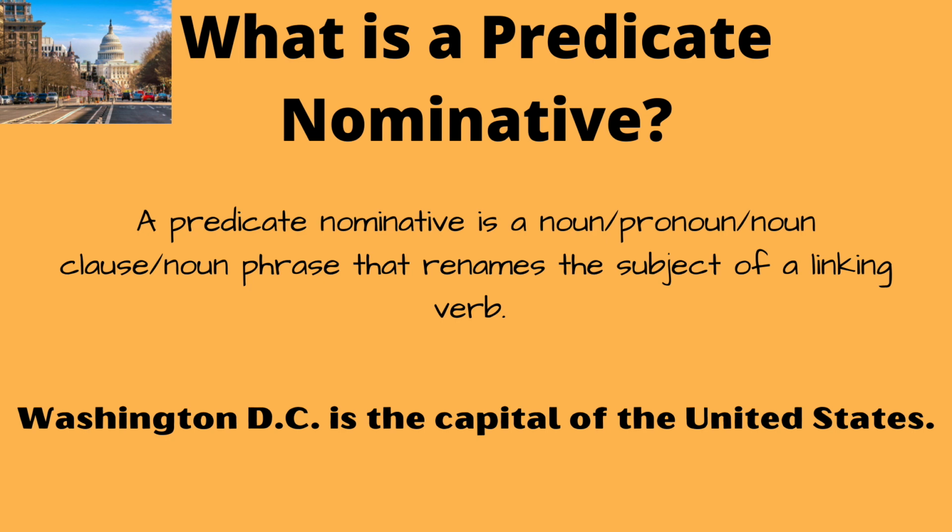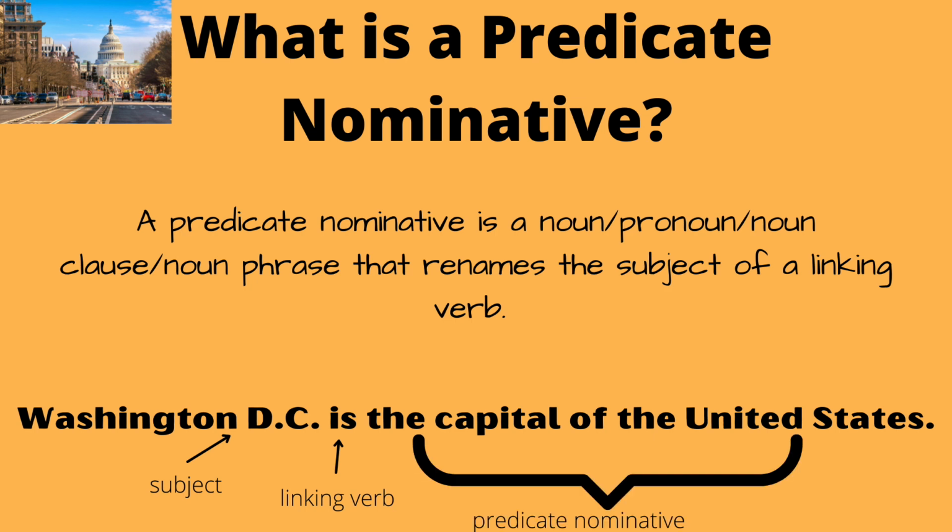Next, we have Washington, D.C. is the capital of the United States. In this sentence, Washington, D.C. is the subject. Our linking verb is, right? And that links Washington, D.C. to our predicate nominative. And our predicate nominative is the capital of the United States. The capital of the United States is a noun phrase.